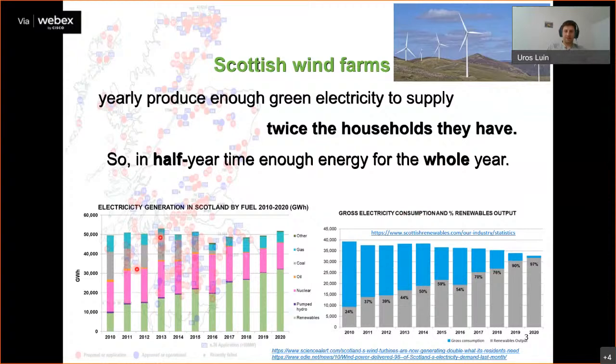And this is the left chart. And in the same time period, the last 10 years, you can see with the gray bar the renewable output. So I will tell you in short, the energy consumption is approaching 100% of renewables. So basically, on an average year basis, they are self-sustainable from renewable energy.